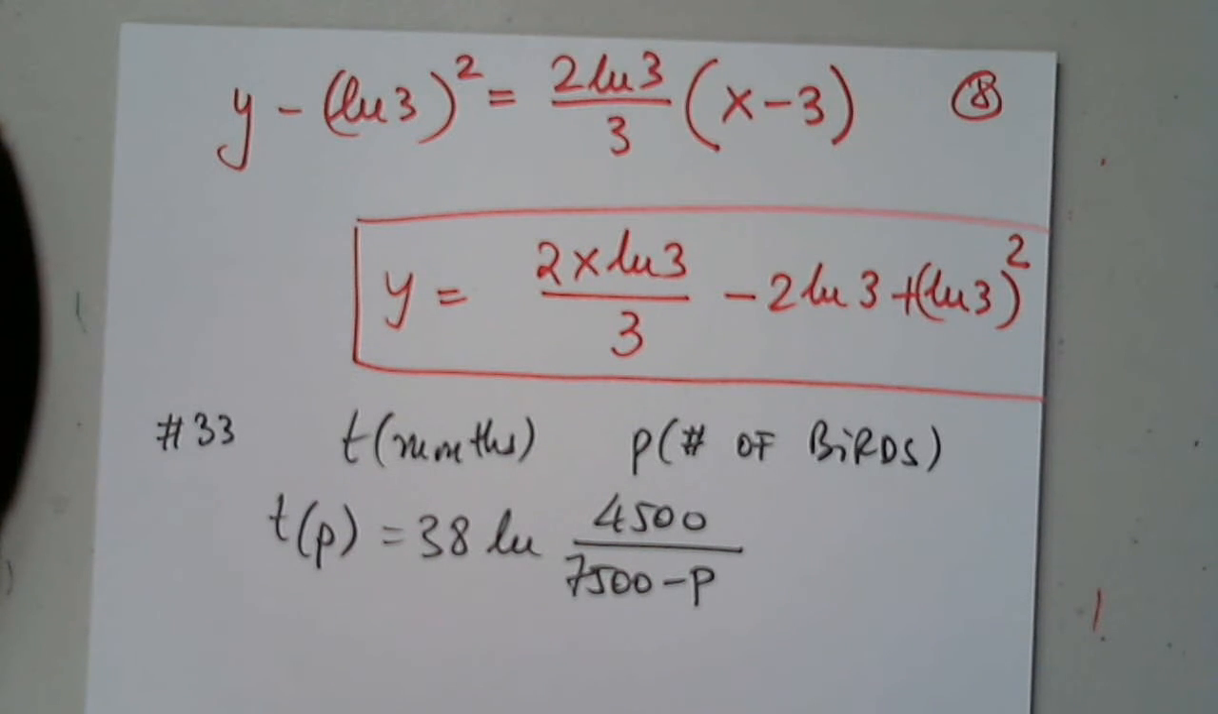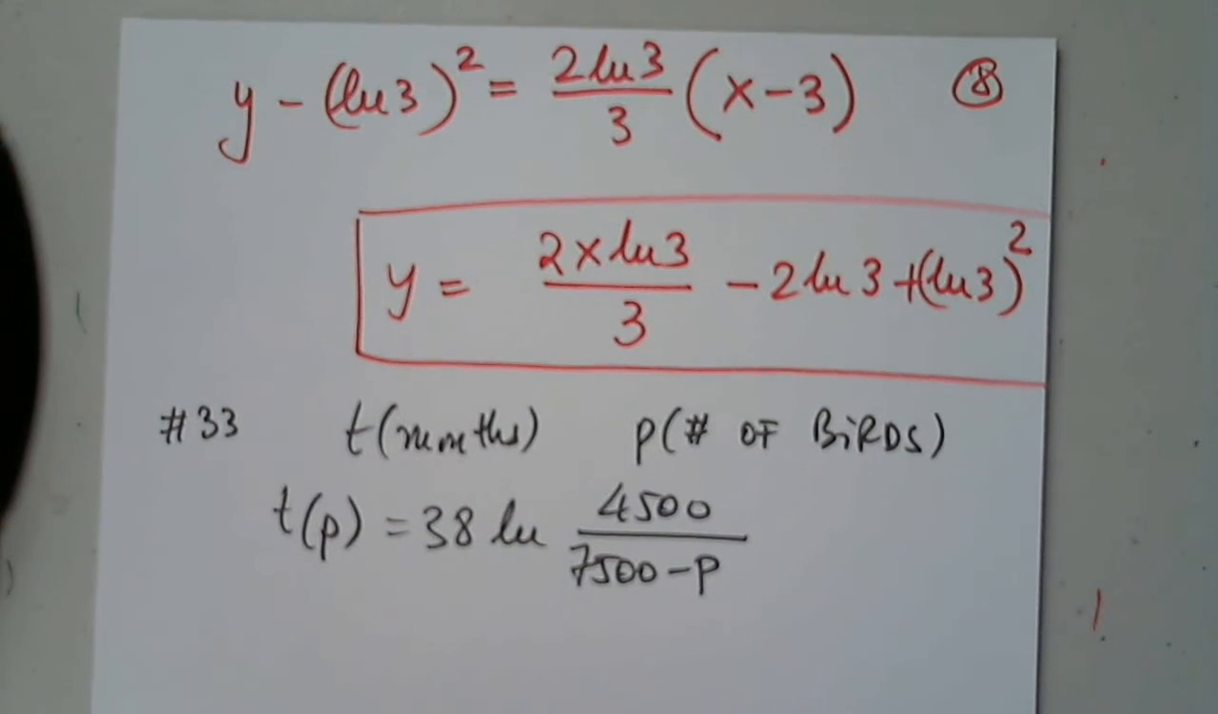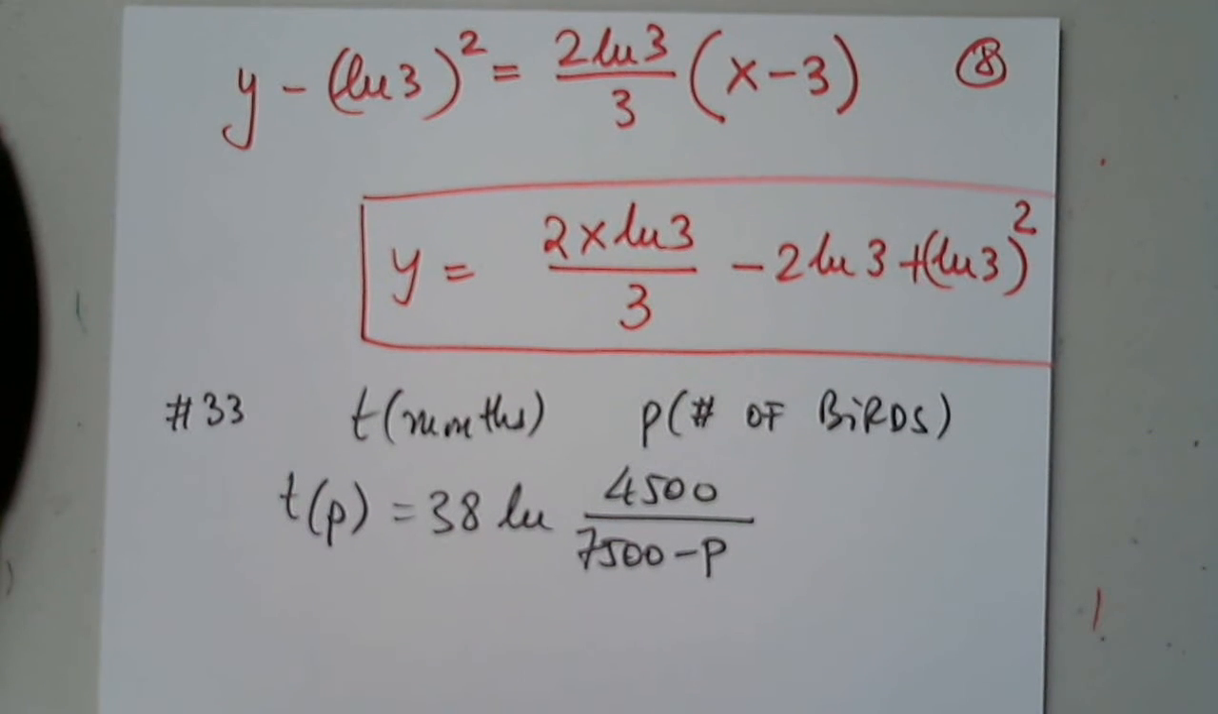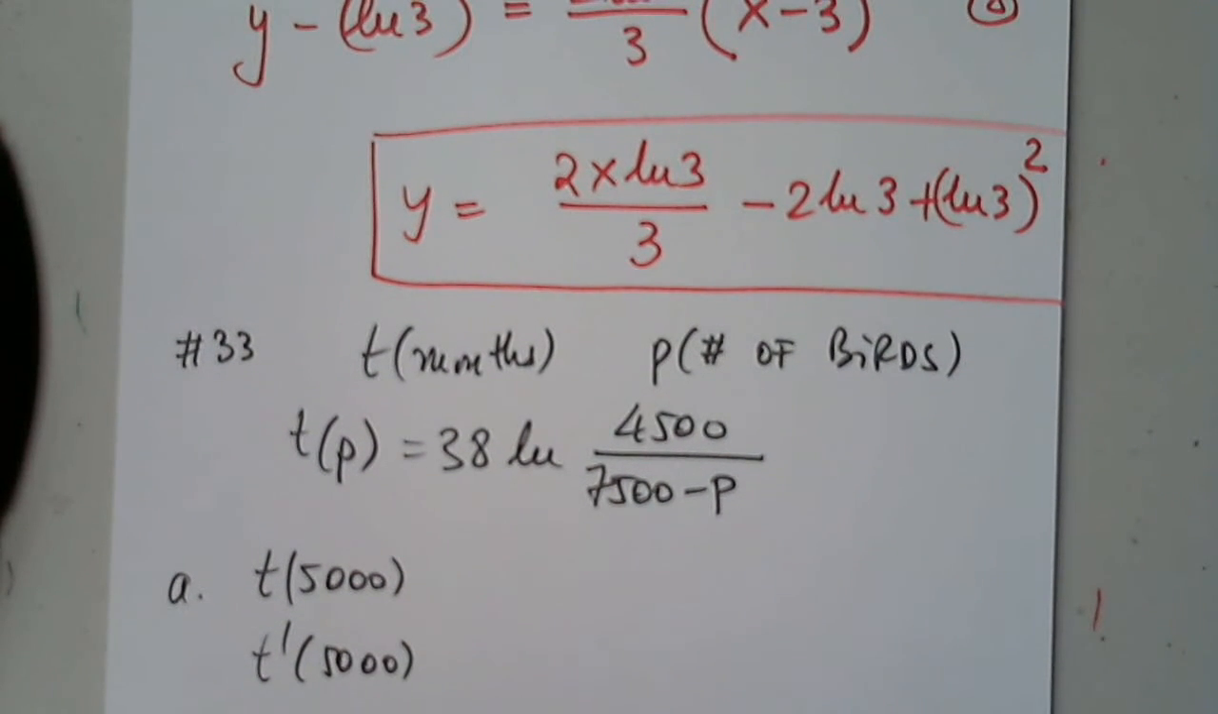I have no idea what this means. There's no T. Let's continue. Find T of 5,000. So T of 5,000, and then T prime of 5,000. And what is the population of birds after 5 years?